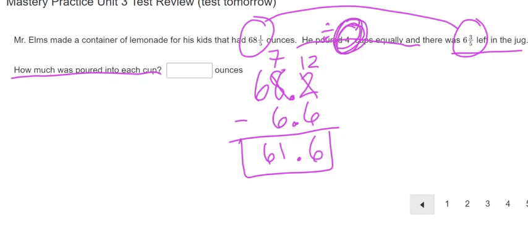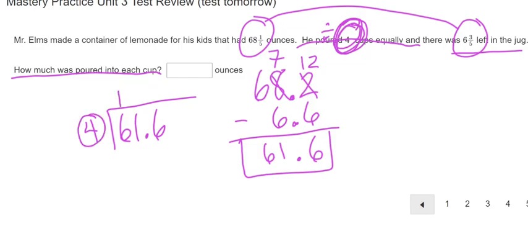How many cups were there? So we're going to divide that equally into cups. 4 goes into 6 one time. 1 times 4 is 4. 4 goes into 21 5 times. 5 times 4 is 20. And we're left with a remainder of 1.